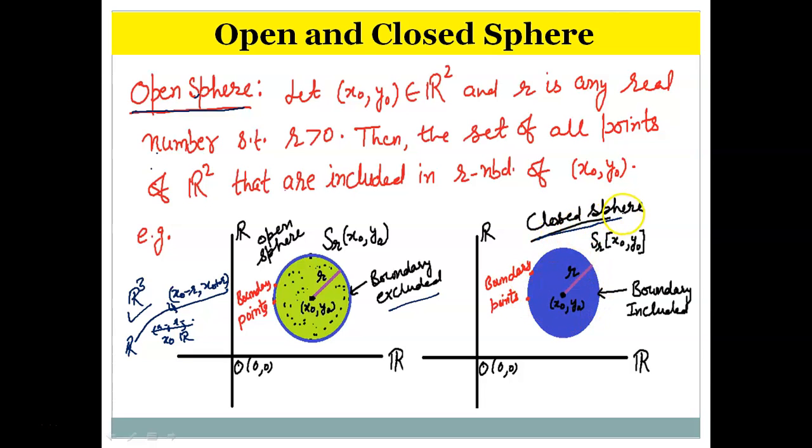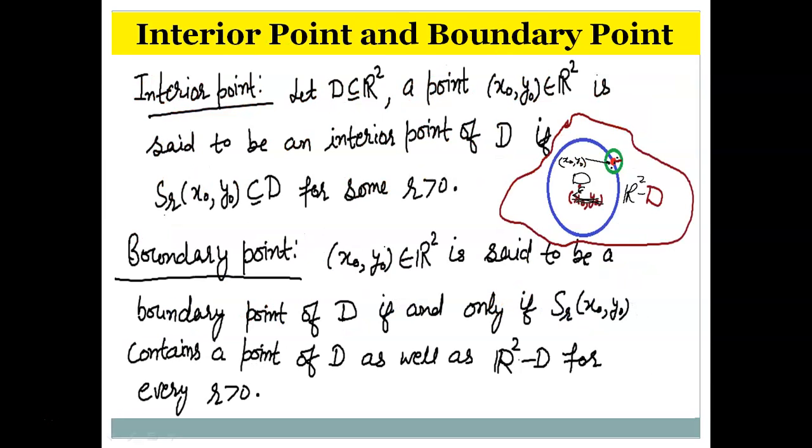Then this will be called a closed sphere, and it will be denoted symbolically like this: S_R of x naught, y naught with square brackets, whereas in the open sphere these are round brackets. So this is the concept of open and closed sphere. Then the interior point and the boundary point.